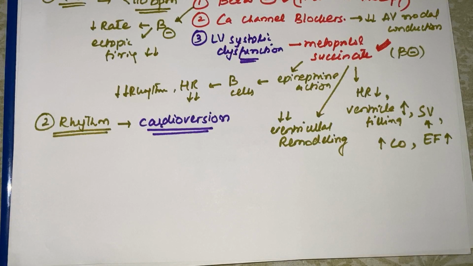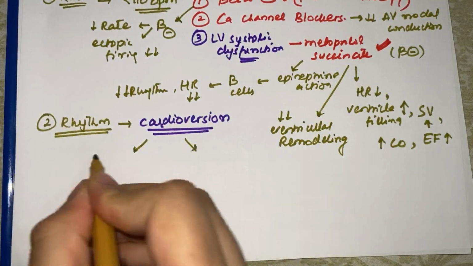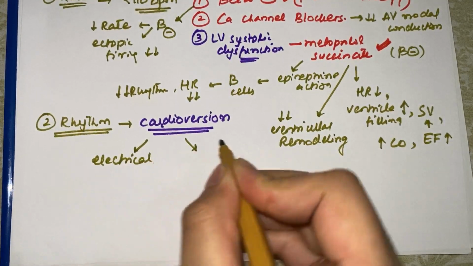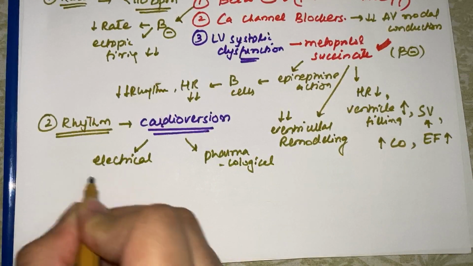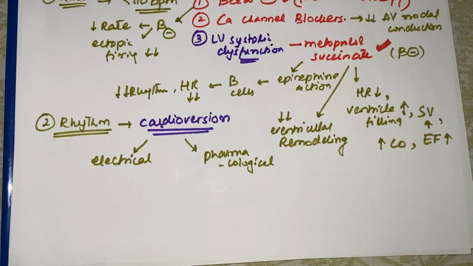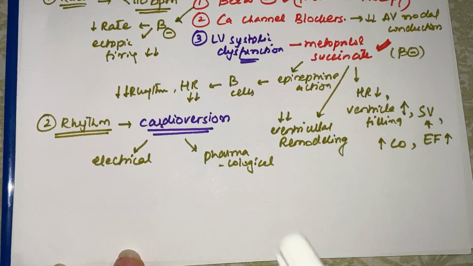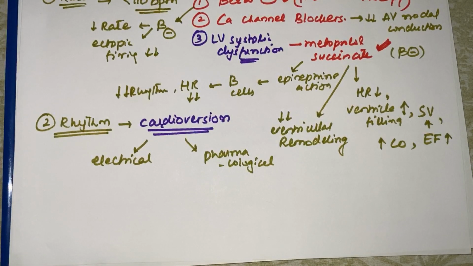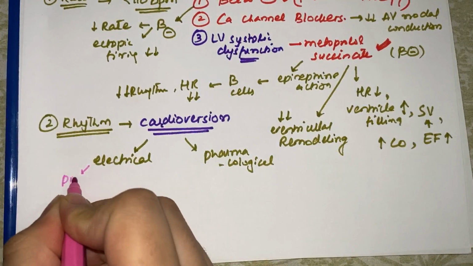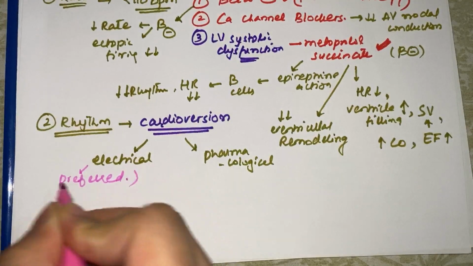Now there are two types of cardioversion. First is electrical cardioversion, second is pharmacological cardioversion. Now, what is electrical cardioversion? It is the same as I described, shock waves are given in this process and the normal sinus rhythm of the patient is maintained. Out of these two, electrical cardioversion is preferred.